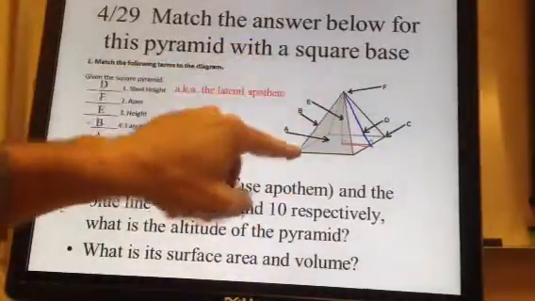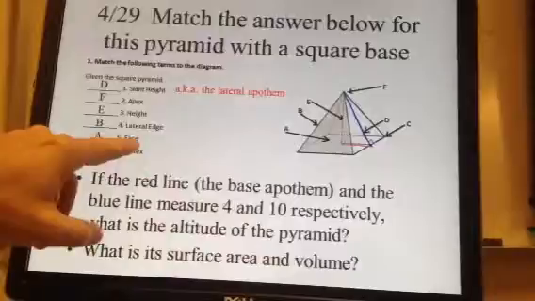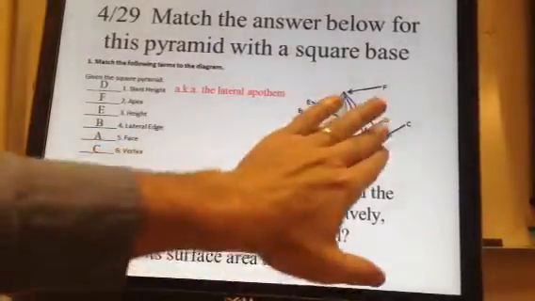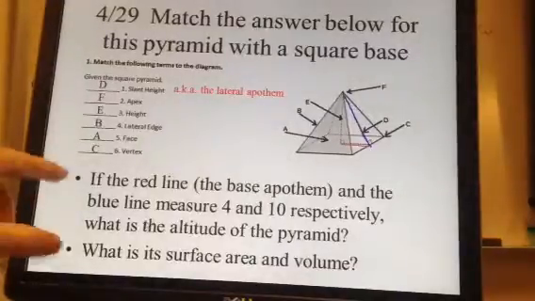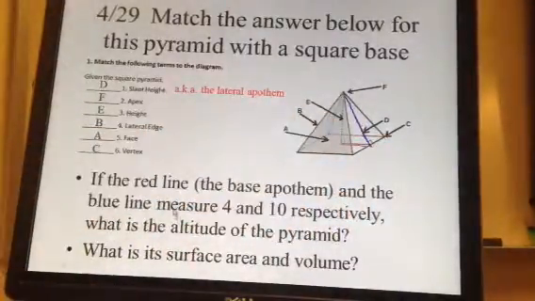A lateral edge would be any one of these along the side here. Lateral means side. Face, it's a little hard to tell, but anything that's a flat plane on the outside is a face, and then any one of these corners can be called a vertex.